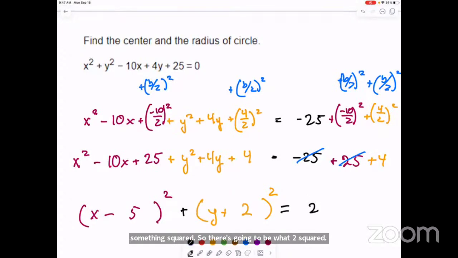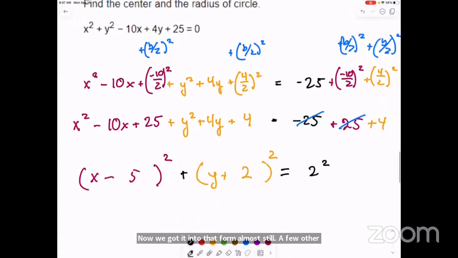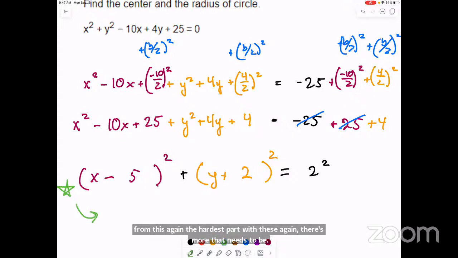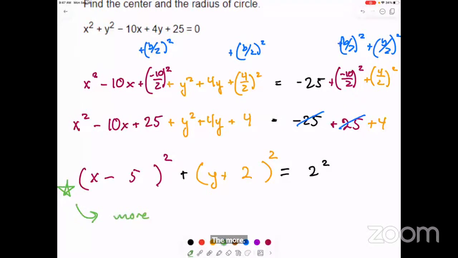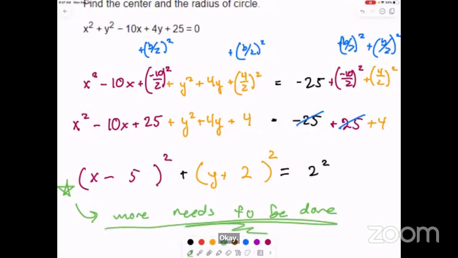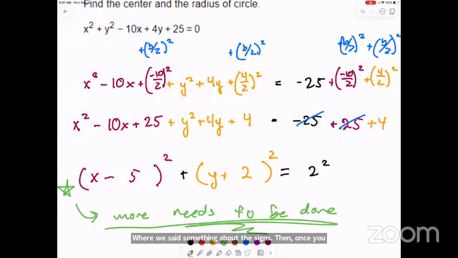Almost. There's still a few other things. But from this, again, the hardest part with these, there's more that needs to be done. But from here, you can take it and mimic what we did with that first example. We had an earlier example where we said something about the signs. Then once you get it in the right form, it identifies the center and the radius for you, and hopefully you can take it from there.